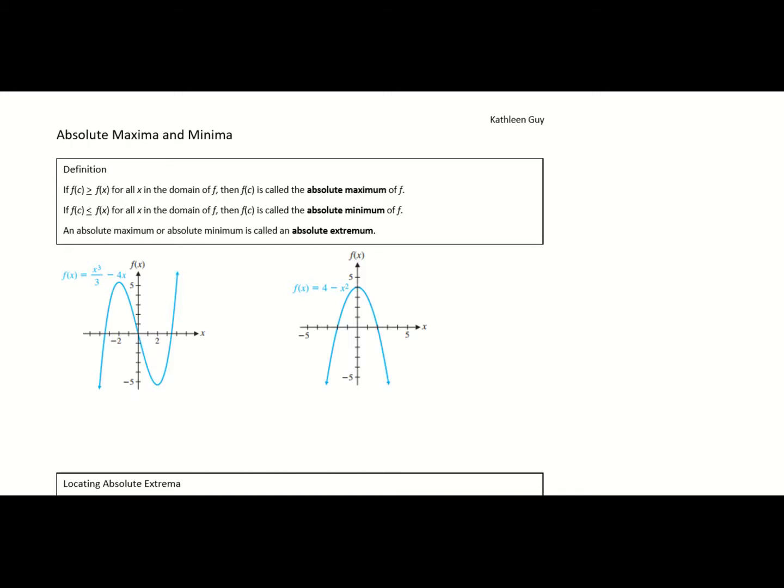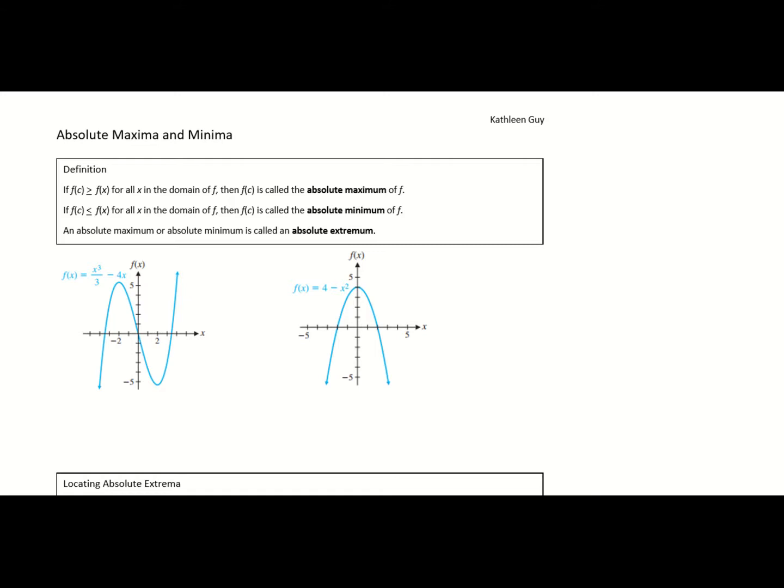We have previously learned about local maxima and minima, and now we're going to look at absolute maxima and minima. So what is the definition? The mathematical definition states that if f of c is greater than any other f of x, so if this specific y value is greater than any other y value, for all the x in the domain of f, then it is called an absolute maximum. And if it's the opposite, if it's the smallest of all the y values, then it's called the absolute minimum. So an absolute max or min is called an absolute extremum.